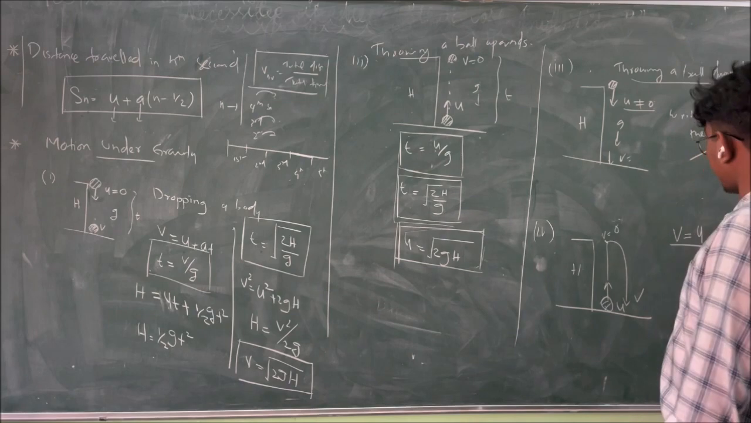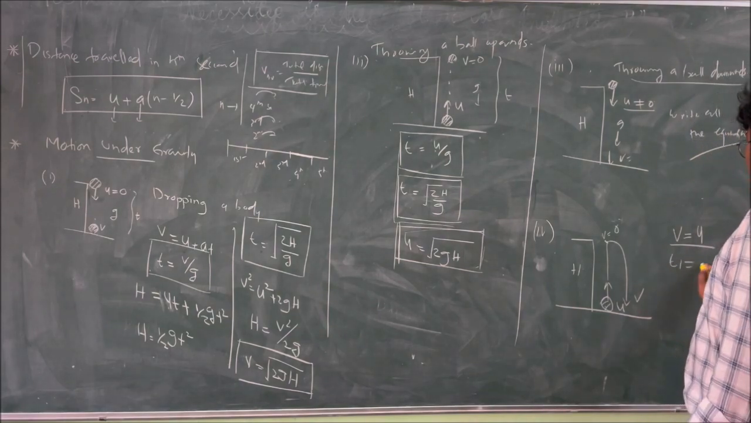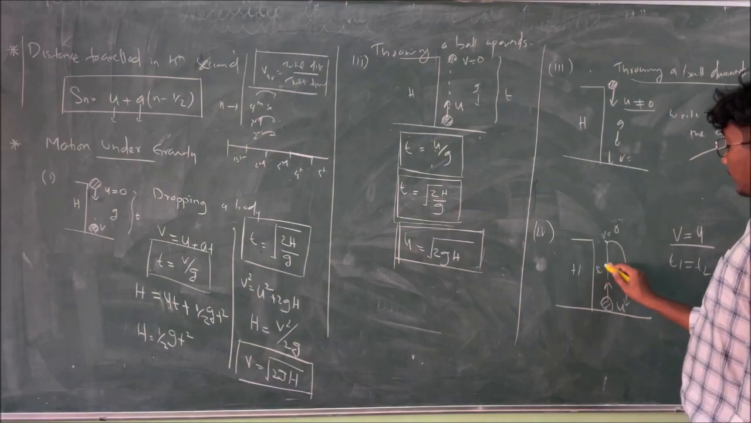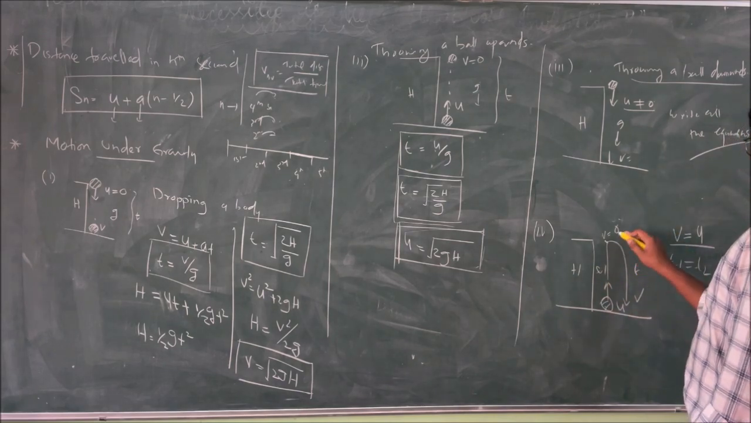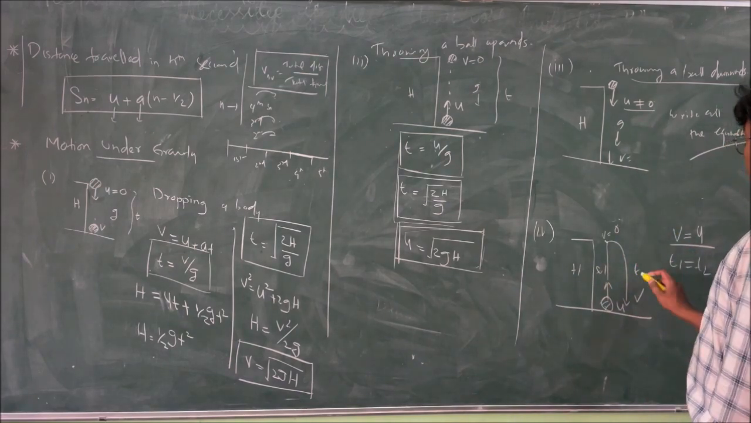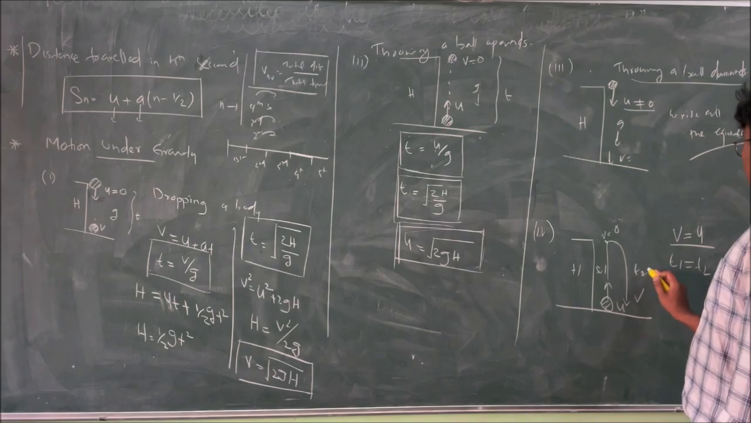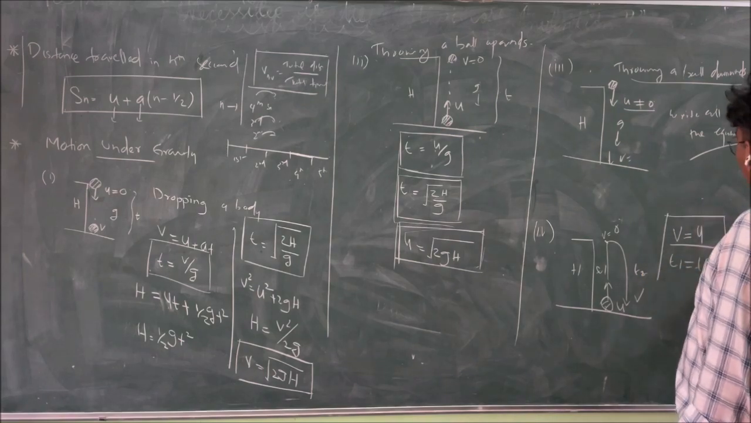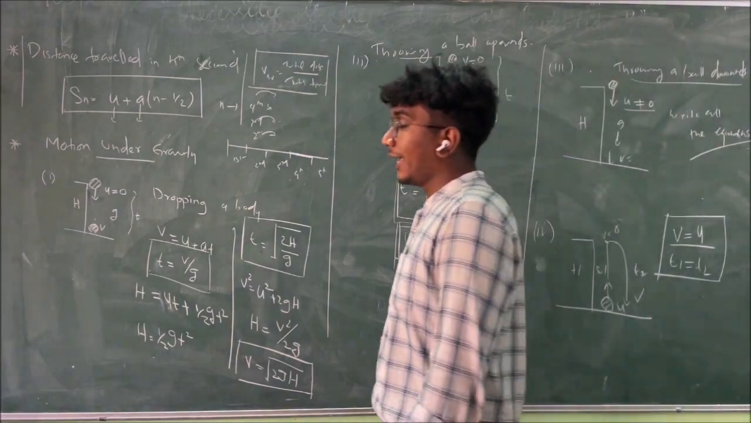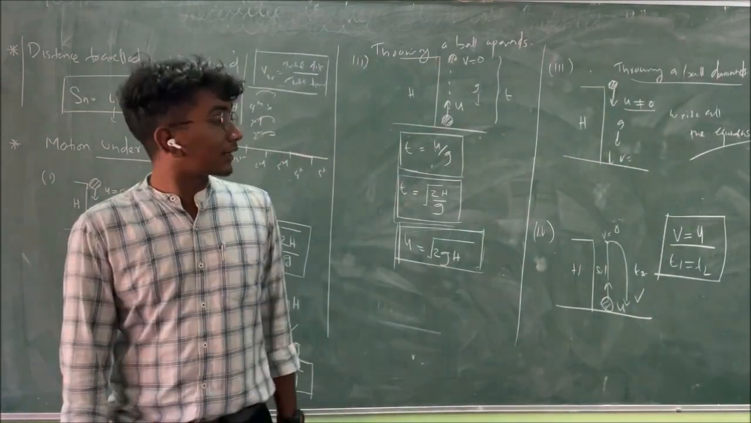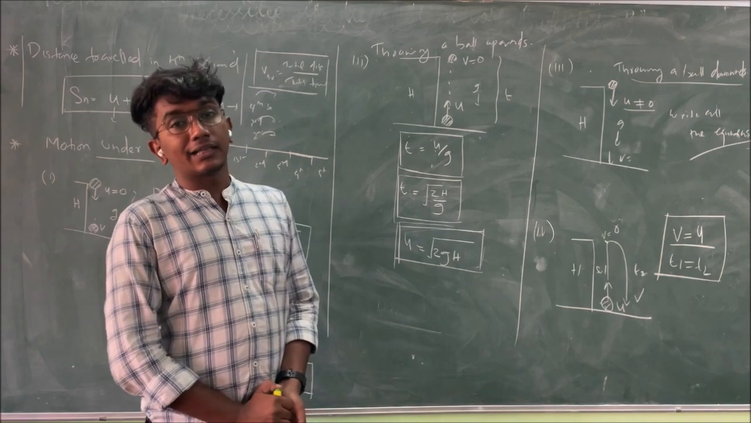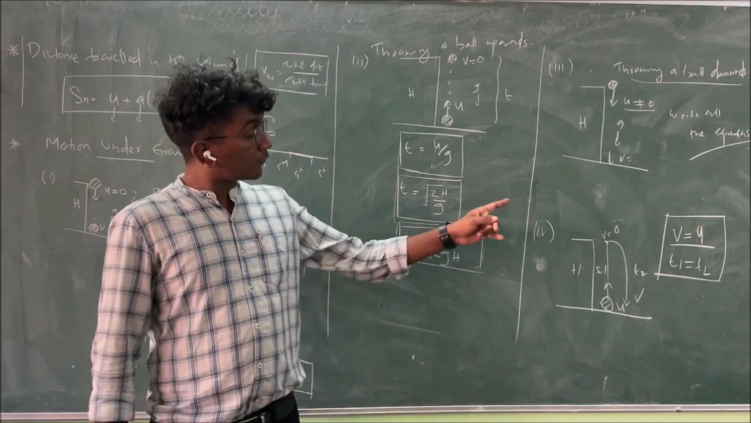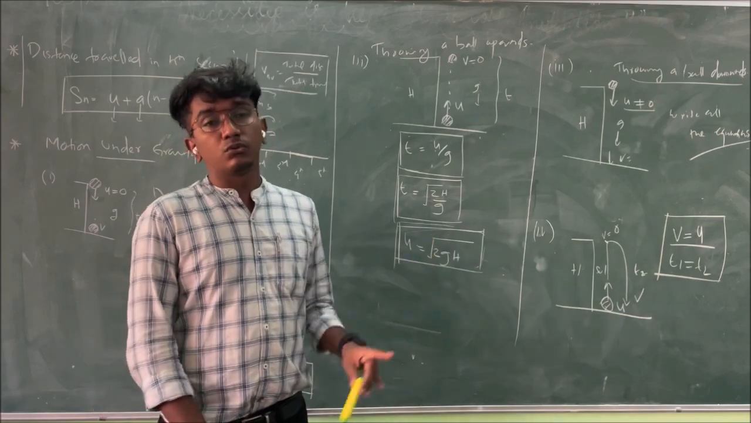Second one, t1 is equal to t2. What is t1? t1 is the time going upward. What is t2? The time taken to come down. You have to prove t1 is equal to t2. So these all are the cases, you can easily understand them, and you have to prove those things. Everything you have to do.